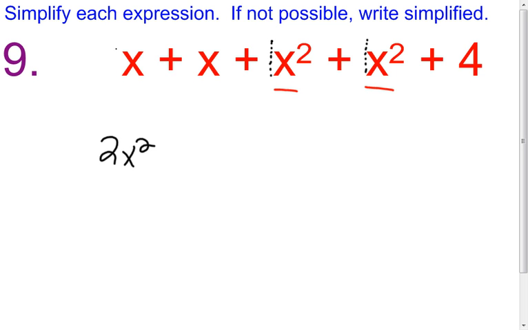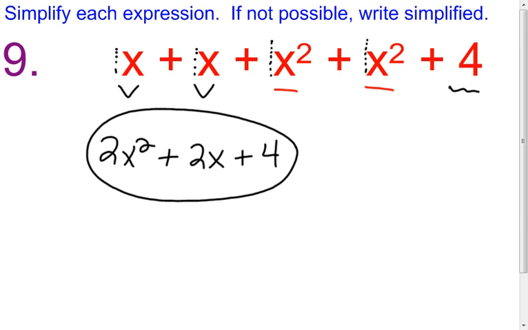Right here, I have, again, imaginary 1x and an imaginary 1x. So 1x plus 1x makes 2x. Not 2x squared, not 1x squared, because you're not adding the exponents. You're only adding the coefficients, or the numbers out in front. So that would be 2x. And then I've got this 4 over here that I can't combine with anything. And this would be my answer here.